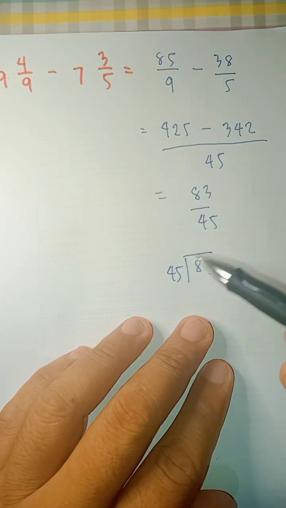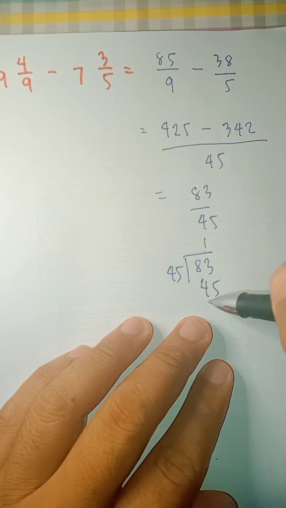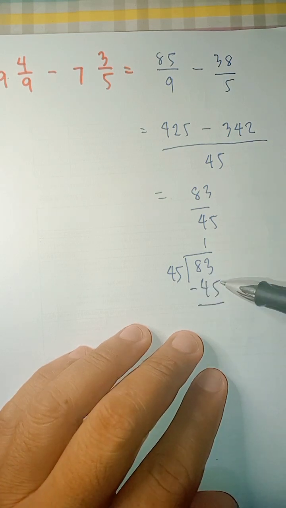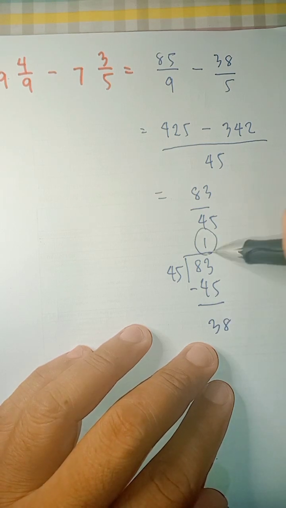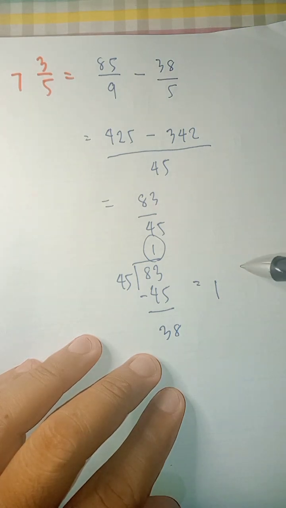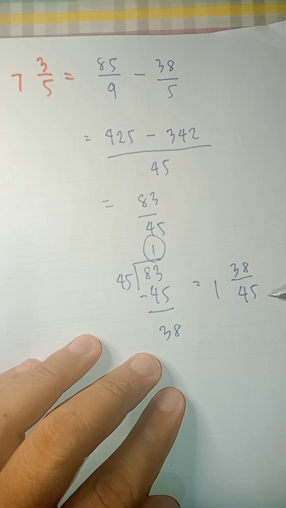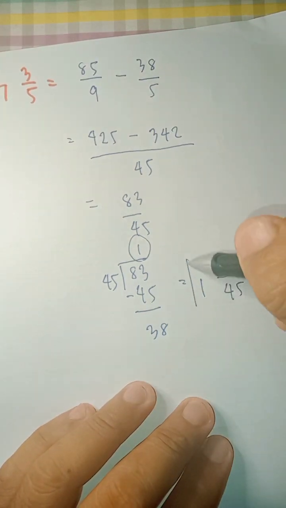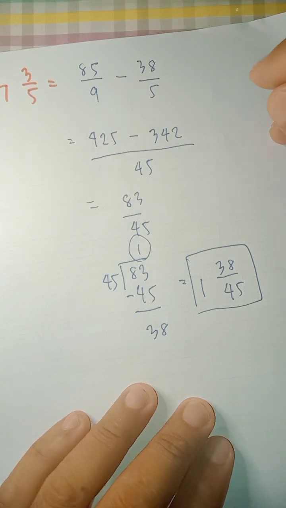So 83 divided by 45 is 1. 1 times 45 is 45. Let's subtract. 83 minus 45 is 38. Now we have the whole number here, 1. Then this is our numerator, 38. And this is our denominator, 45. So basically, the method here produces the same result as the previous method we used.